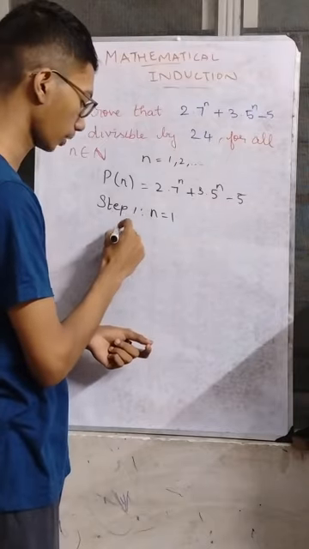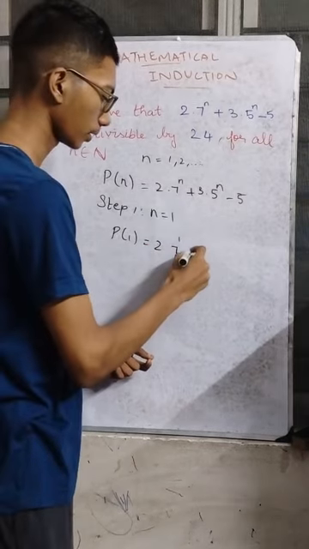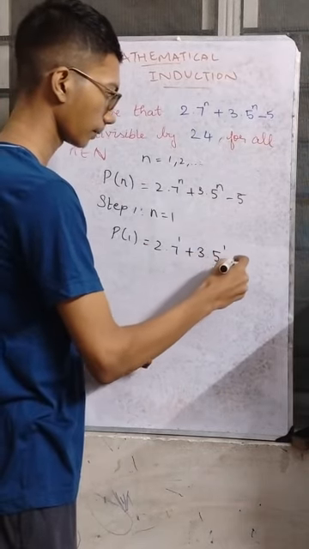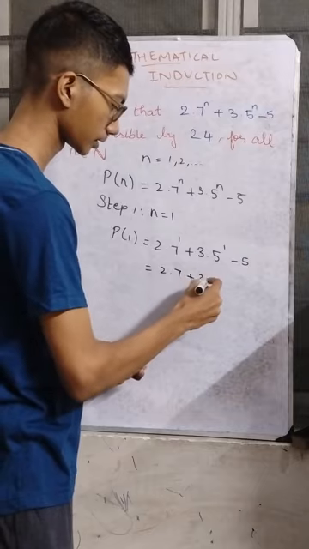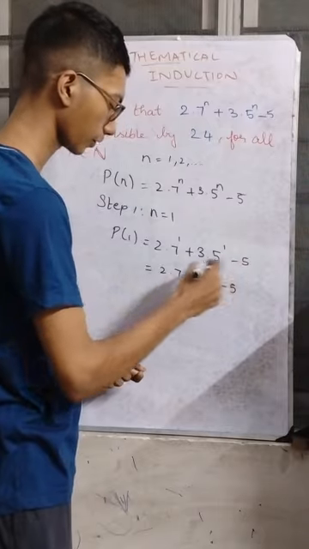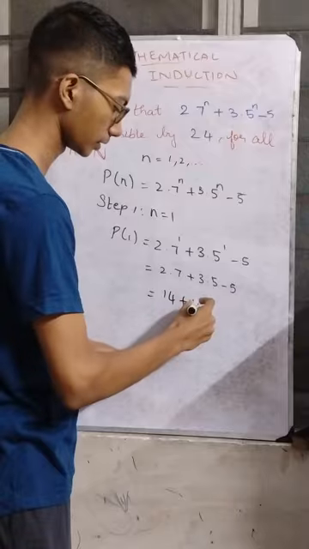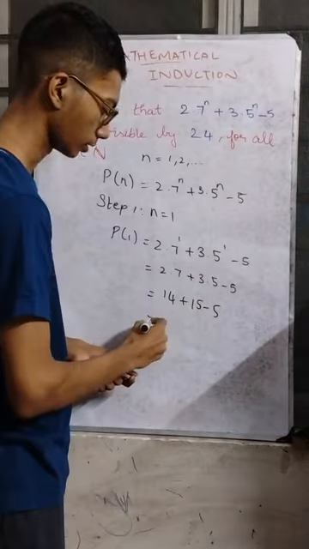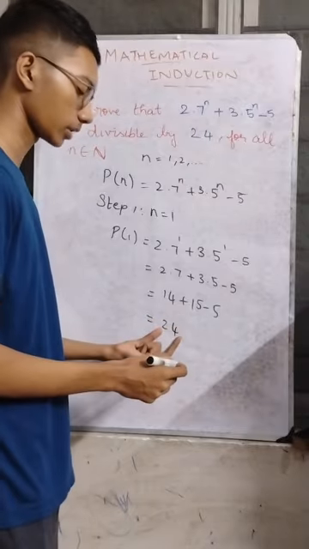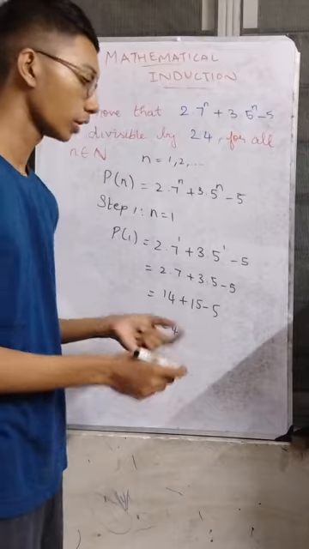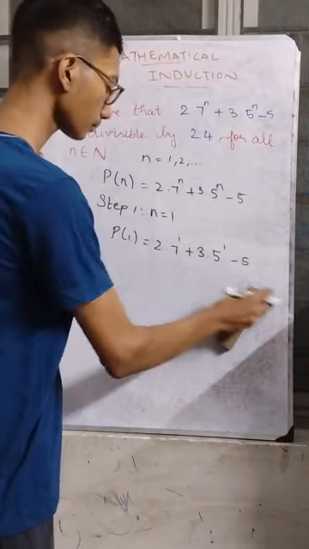So we need to check if this expression is satisfied when we put n equal to 1. So p of 1 equals 2 times 7 power 1 plus 3 times 5 power 1 minus 5. So 2 times 7 plus 3 times 5 minus 5. So 2 times 7 is 14 plus 3 times 5 is 15 minus 5. So we have 29 minus 5, which is 24. Obviously 24 is divisible by 24. So the expression is satisfied for n equal to 1.